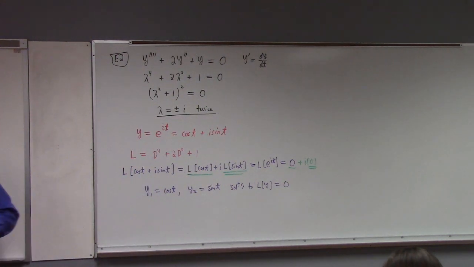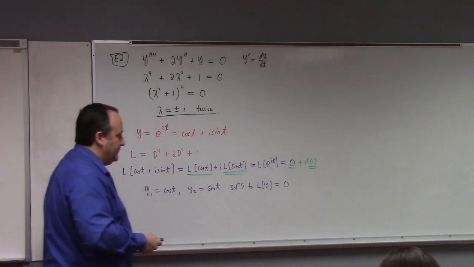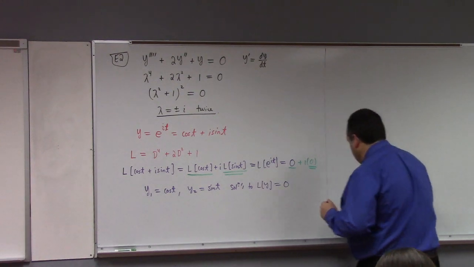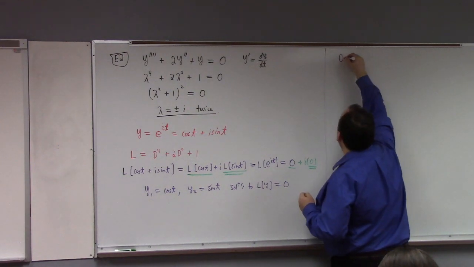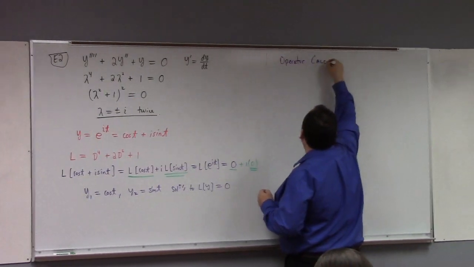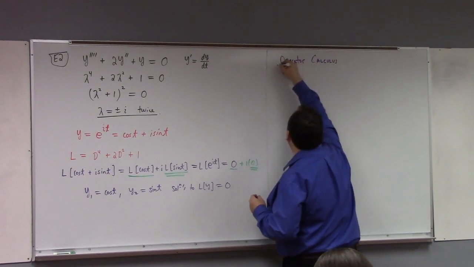Is that enough to form the general solution? It is not. Right? What are we missing? 2 more solutions, right? All right, so let's get to it. How do we find these missing solutions? So I'm going to start down a discussion of operator calculus for you guys. And we'll start at the beginning.